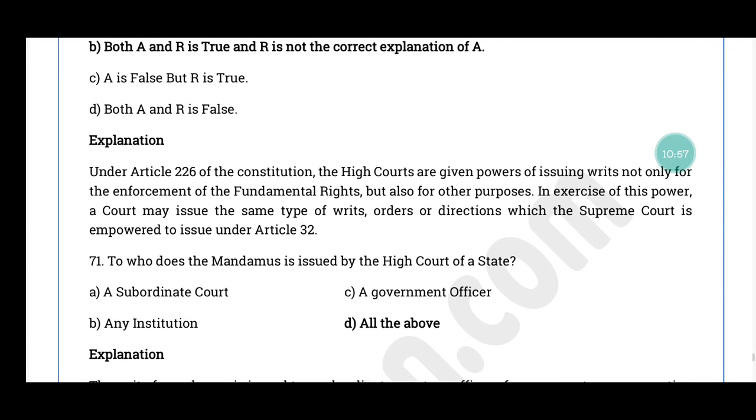Article 226 of Indian Constitution என்ன சொல்லுதுன்னா, High Courts are given powers for issuing writs not only for enforcement of fundamental rights but also for other purpose. இப்படி எக்ஸசைஸ் பண்ண போன பவரில் court may issue the same type of writs, orders இல்லைனா directions which the Supreme Court is empowered to issue under Article 32.